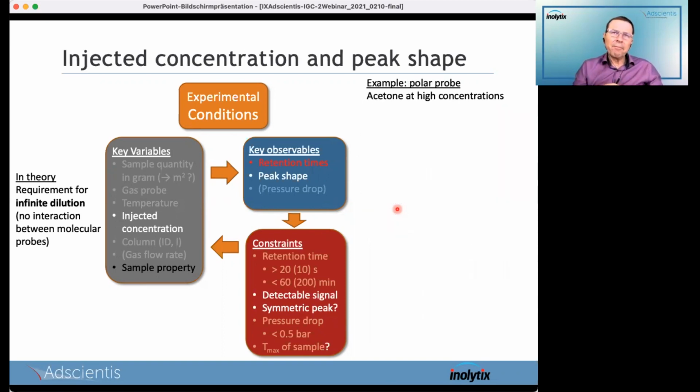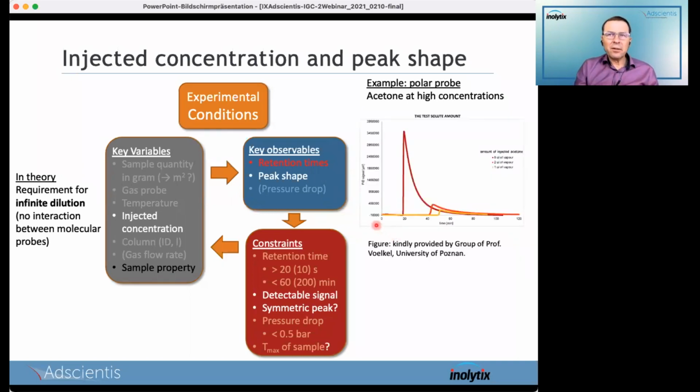Now, another remark about the injected concentration and the peak shape. I mentioned before that polar probes are sometimes difficult. And with this example, I'd like to show also what happens sometimes if you have acetone, a polar probe, at different high concentrations. And here you see a chromatogram. Here's the time, retention time. Here's the signal intensity. And these are different quantities of injected acetone. I kindly got this figure also from the group of Professor Völker from University of Poznan. Thank you very much on this one.